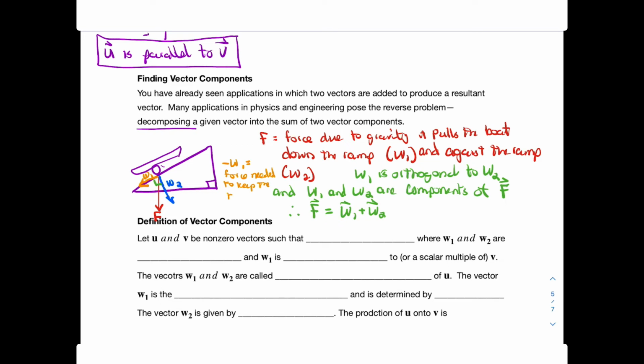But if they ask you for the force that the tires must withstand against the ramp, then you'll be looking at vector W2, because vector W2 is the force pulling against the ramp. So the opposite, negative vector W2, represents the force that the tires must withstand against the ramp. Some of these word problems will ask for either one, so you want to know what each component vector represents in the problem.